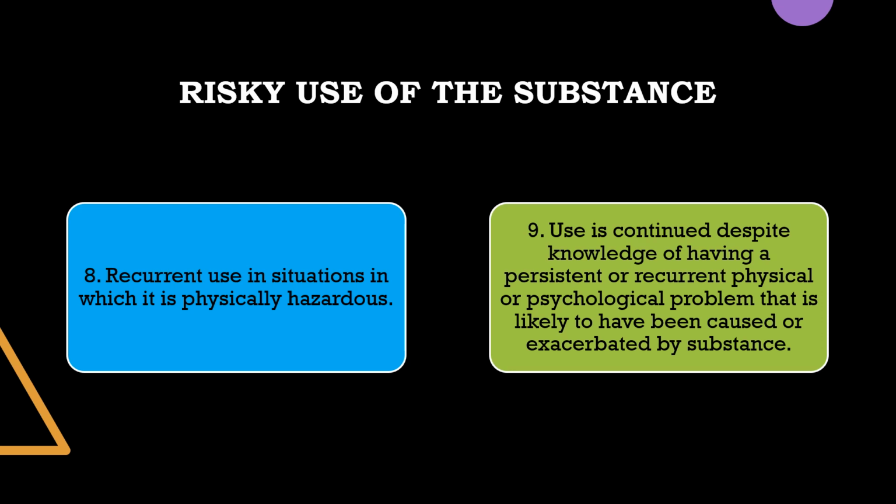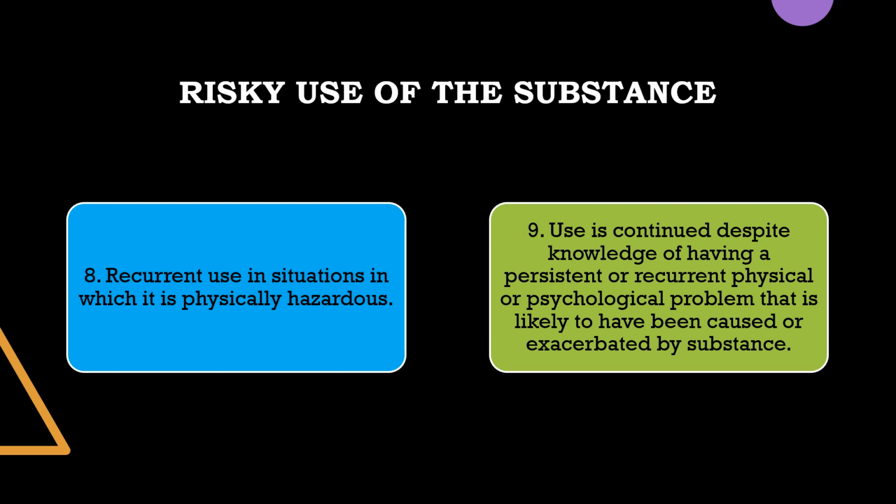So maybe you have a job where you have to climb a scaffold or something like that, and you're still using while on that job, or maybe using while driving, or maybe operating heavy machinery under the influence of that substance, and knowing this prior to engaging in the substance use. Number nine, use is continued despite having knowledge of having a persistent or recurrent physical or psychological problem that is likely to have been caused or exacerbated by substance.